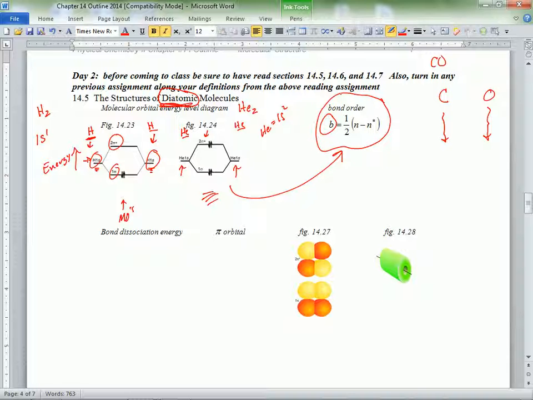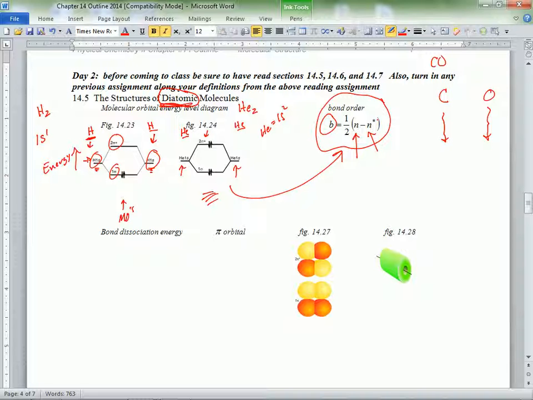So you calculate your little b, right? 1/2 (n minus n star). N and n star are probably what? Number of what? What would make sense to put in there? Electrons. The number of electrons in the bonding and the number of electrons in the anti-bonding. So you get your bond order.